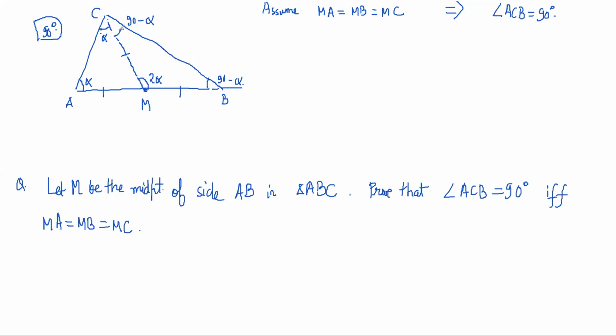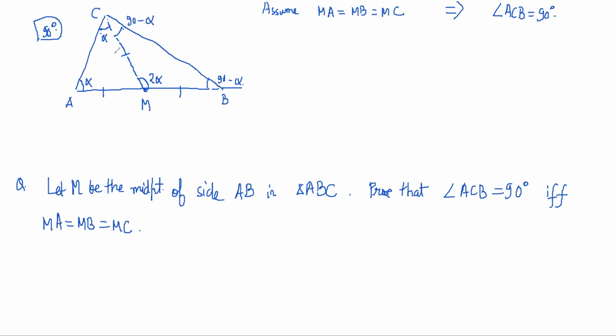90 minus alpha. So that need not be true. You can have any right triangle in which that... It is not necessary now that it is 4 alpha. This could be 30 also, 30-60. You understand?